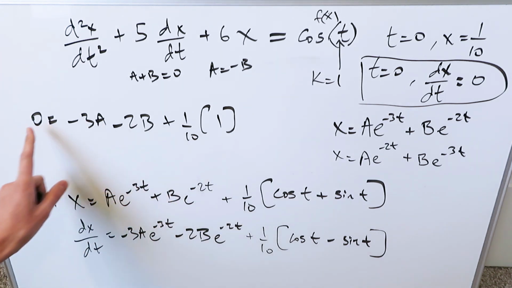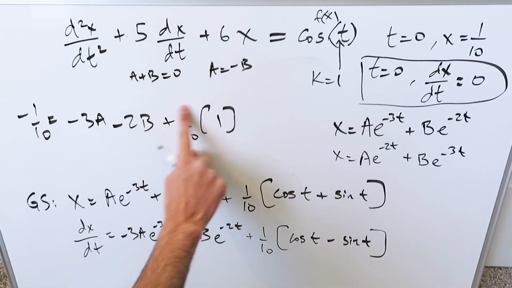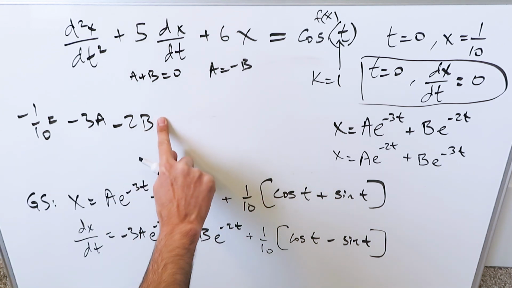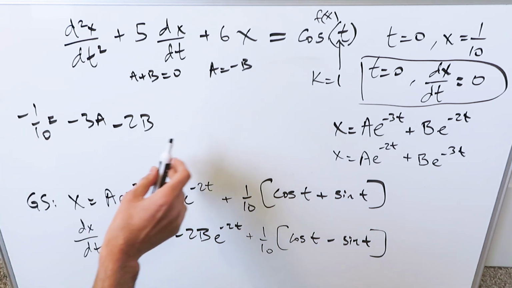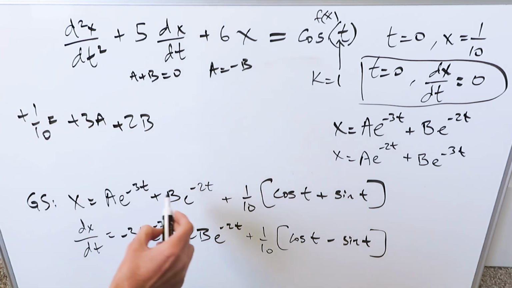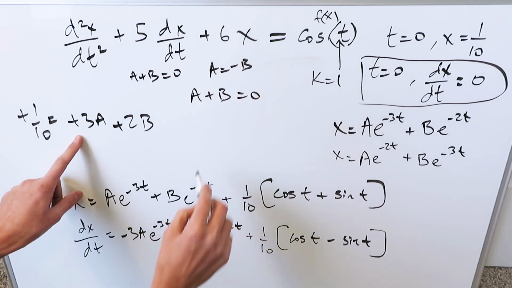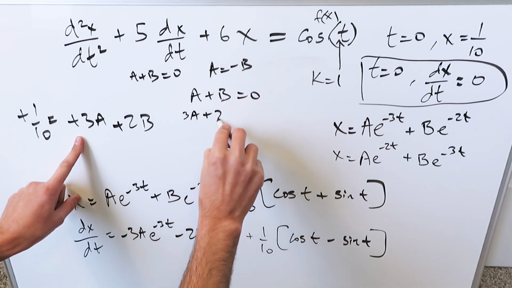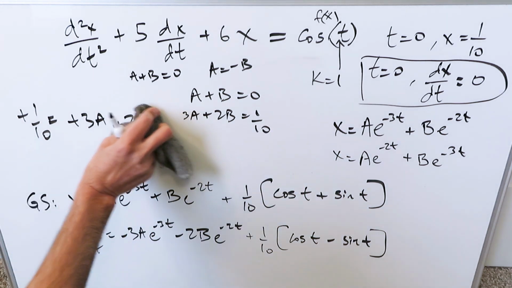You take this 1 over 10, you push this on the other side. What will you get? You'll have here a minus 1 over 10. And then you can eliminate this because I've pushed this on the other side. I have minus 1 over 10 is equal to minus 3a minus 2b. But if you hit everything with a minus, you can change everything to a positive. I have two items here now. A plus b equals 0, and I know here 3a plus 2b is equal to 1 over 10. Here are my systems of linear equations.